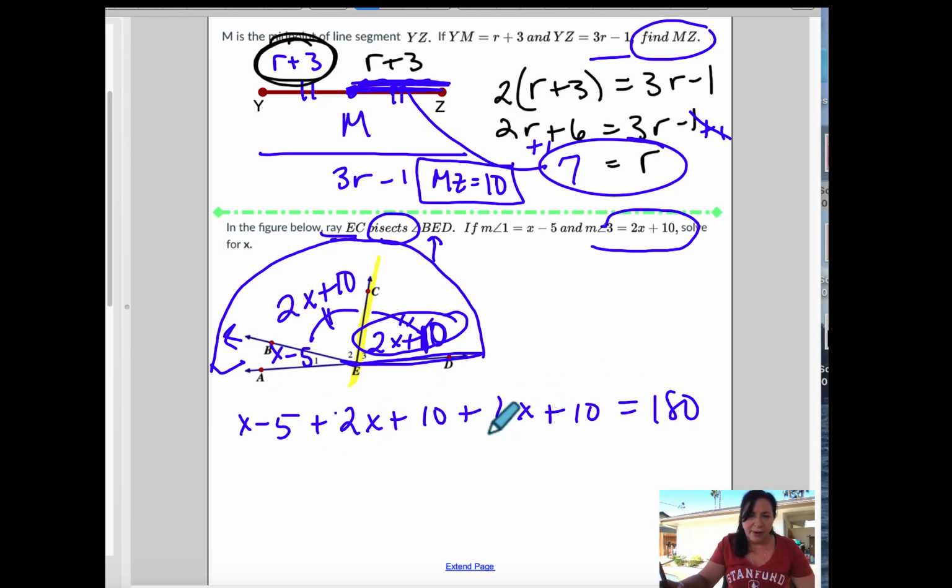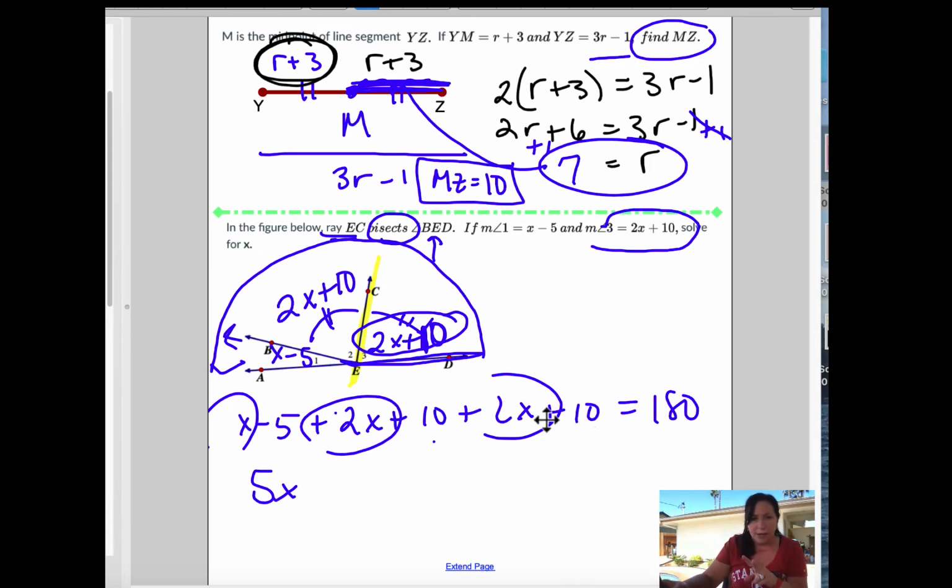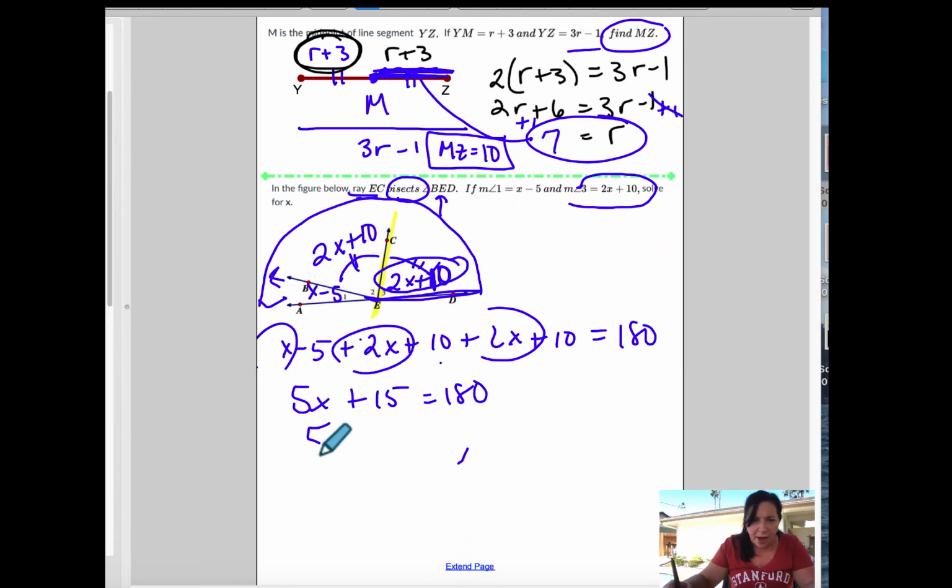How many x's do I have? I have 2, 3, 4, 5. So I have 5 x's. I have 10 plus 10 is 20. 20 minus 5 is 15. And that equals 180. And so I'm going to use my calculator. And I'm going to say 180 minus 15 is 165. So we have 5x equals 165.